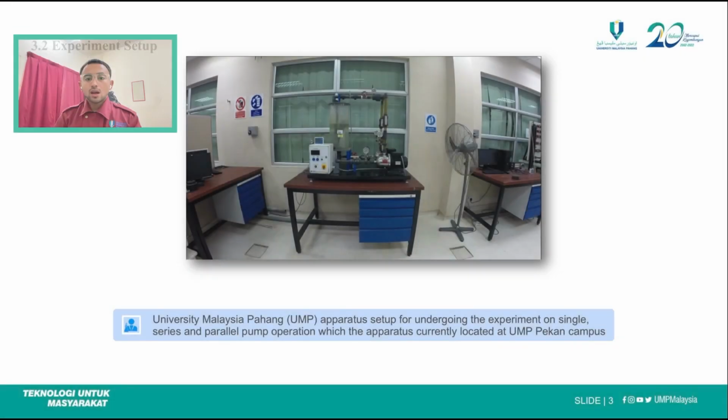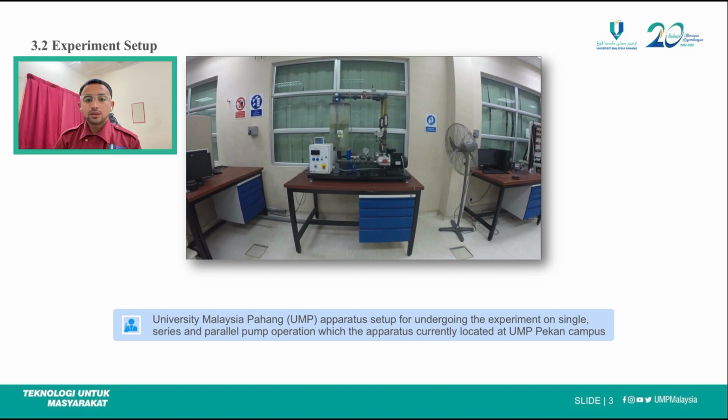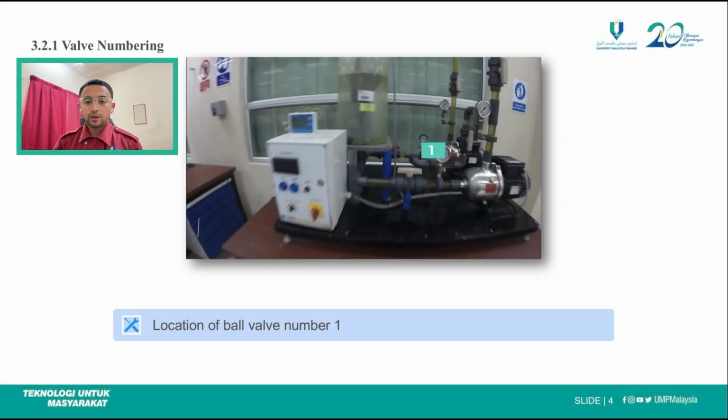As for the experiment setup, this figure shows the experiment setup provided by Universiti Malaysia Pahang, UMP, for undergoing the experiment on single, series, and parallel pump operation, which is currently located at the Universiti Malaysia Pahang Pekan campus. For the valve numbering, based on the video provided in the column, every location of valve used in this experiment is numbered for our better understanding and a clearer report procedure.